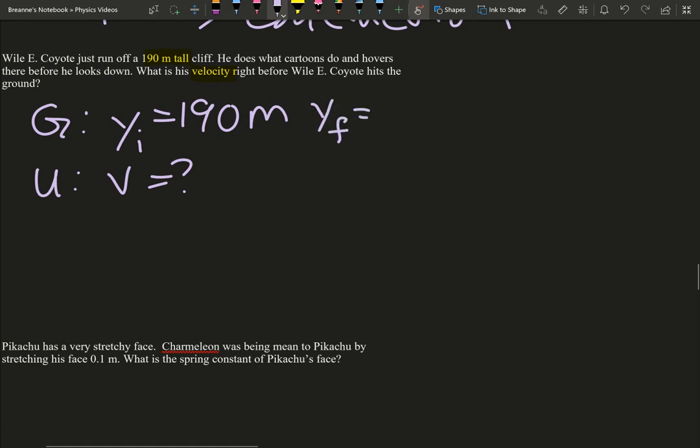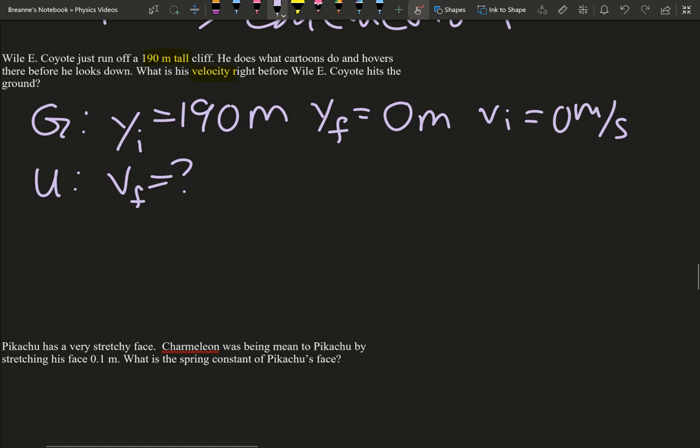What would be our final height? It's saying right before he hits the ground, so he's at 0. There's no height there. And if he does what cartoons do best and runs and pauses there and looks around, oh no, and starts falling with his lovely sign in his hand, his initial velocity is going to be 0. And we're trying to figure out the final velocity.